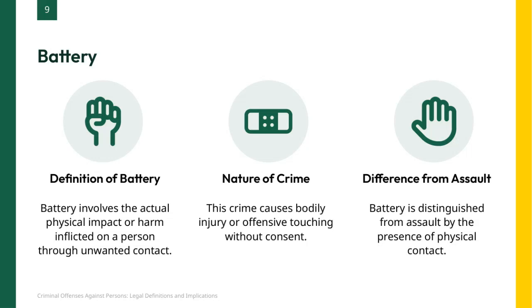Battery refers to the actual physical impact or harm that is inflicted on someone through unwanted contact. It's important to understand that this crime involves causing bodily injury or any offensive touching without the person's consent. What really sets battery apart from assault is the physical contact itself. While assault may involve the threat or attempt to cause harm, battery includes the actual touching or striking. So, the key point here is that battery always involves some form of physical contact that results in harm or offense.